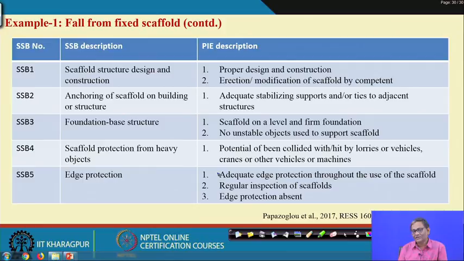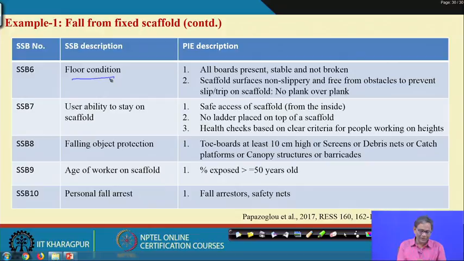And if we take care of the PSBs and SSBs with the help of these PIEs also, then obviously prevention through design may be achieved. Then you see there are a few more, like floor condition, 2 PIEs; user ability to stay on scaffold, 3 PIEs; then falling object, 1; age of worker, that is how many workers are more than 50 years old. Also whether fall arrestor, safety net, these things are used or not. So, these things ultimately help you, and you will understand whether your design is good or bad.